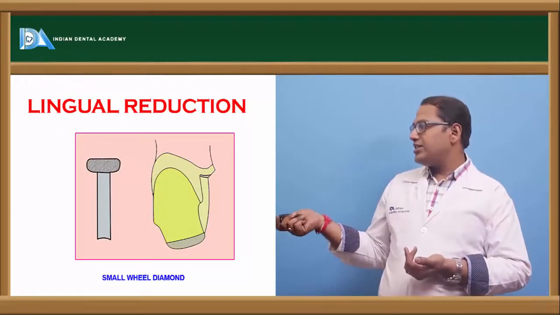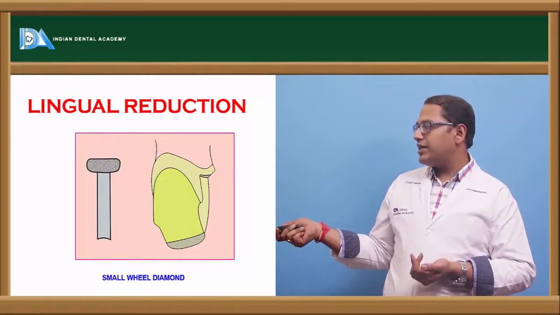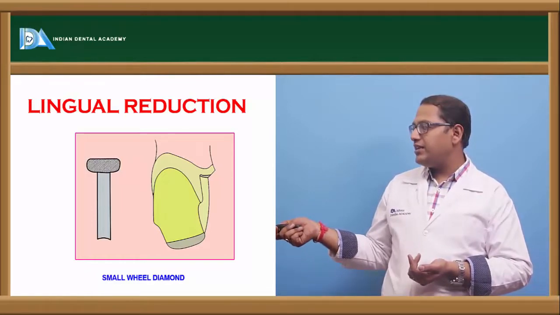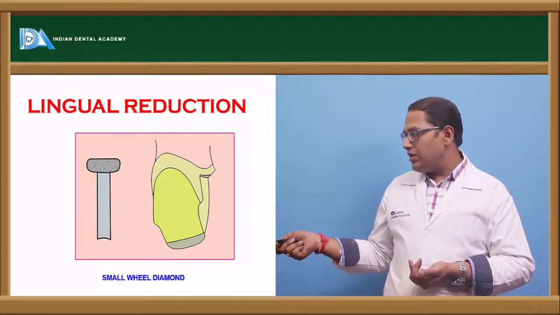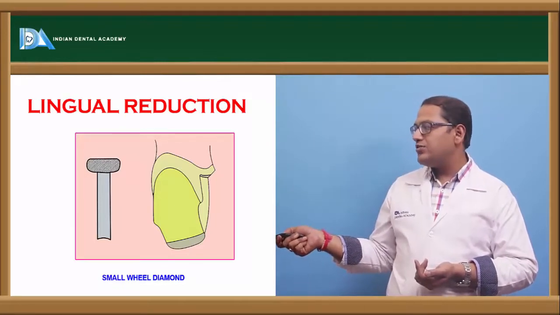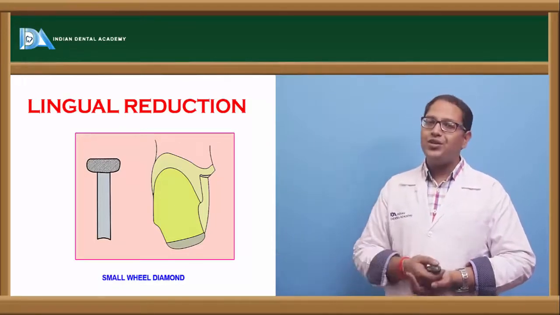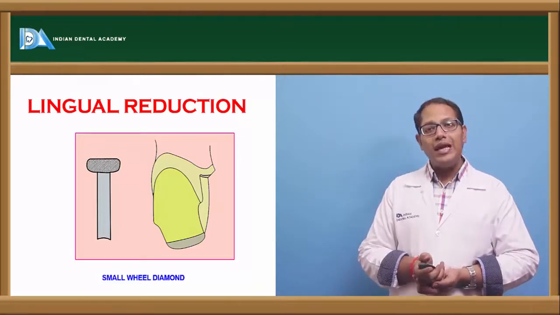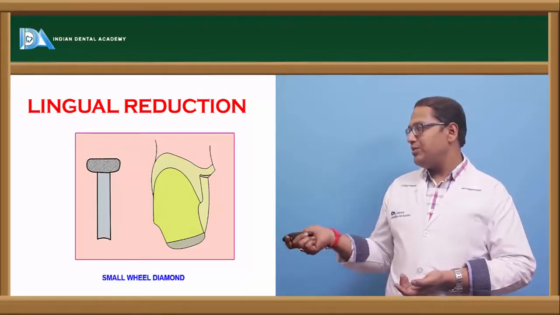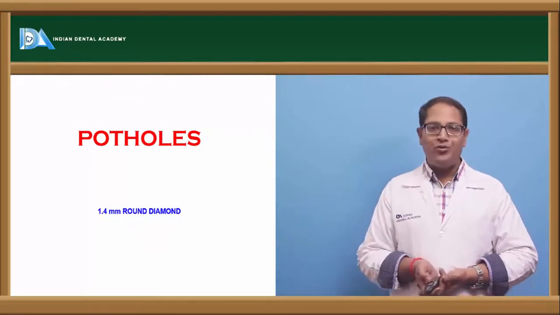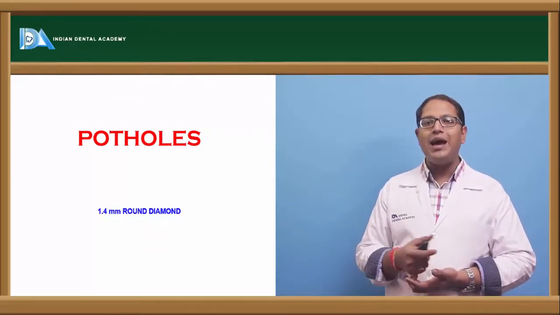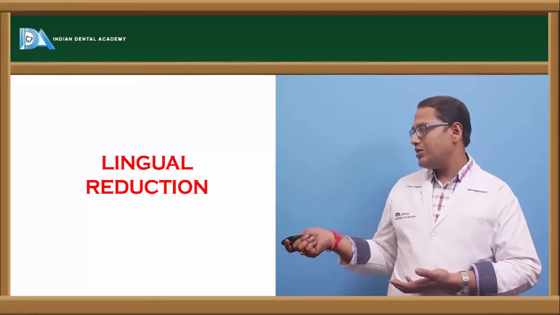So lingual reduction is also done. Now how will we do the lingual reduction in the cervical area? It will be done with a straight fissure or a tapered fissure burr. In the cingulum area we can use a round wheel diamond, or we can also use a flame shaped burr to do this preparation. For the potholes, with 1.4 mm round diamonds we can do the potholes which are present.